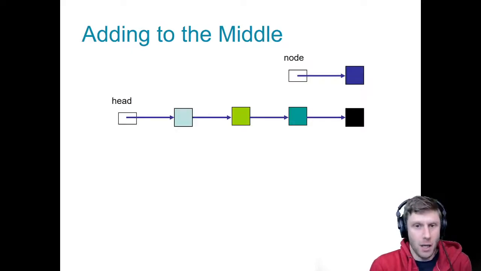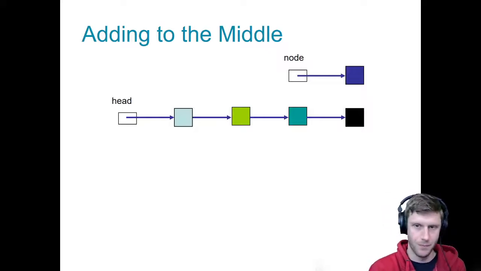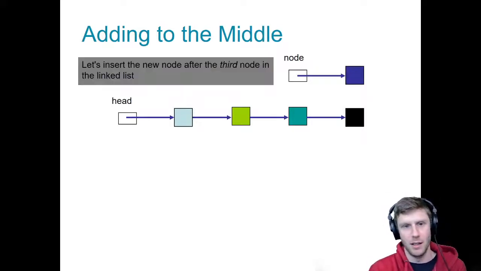I've got some node, and I've got some linked structure here with a head pointer to the first node. How am I going to add this to the middle? Let's insert the new one after the third node. So between this, I don't know, cyan and black one.